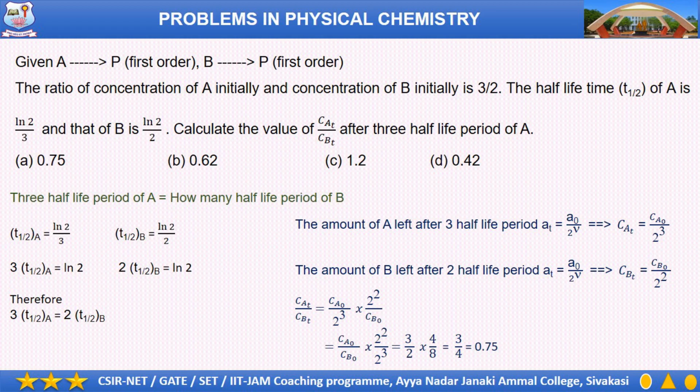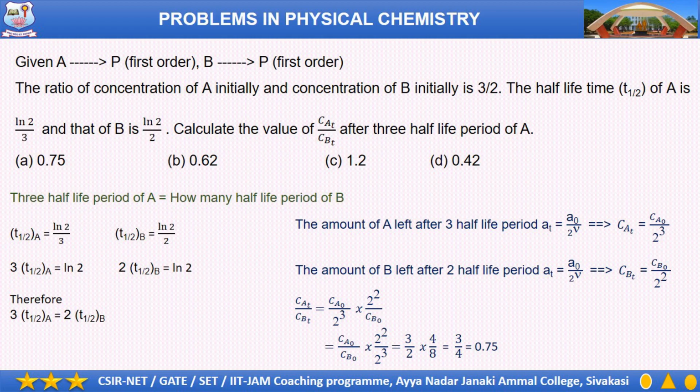Therefore, now divide A of T by B of T, equal to C of A naught by 2 power 3, into, just to reciprocate it, 2 power 2 by C of B naught. It is equal to 2 power 4, or equal to 1 by 2 into C of A naught by C of B naught. C of A naught by C of B naught is given as 3 by 2, equal to 3 by 4. Therefore, after 3 half-lives of A, your answer would be 0.75.